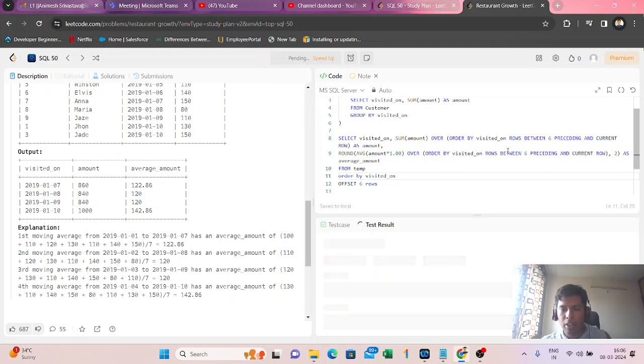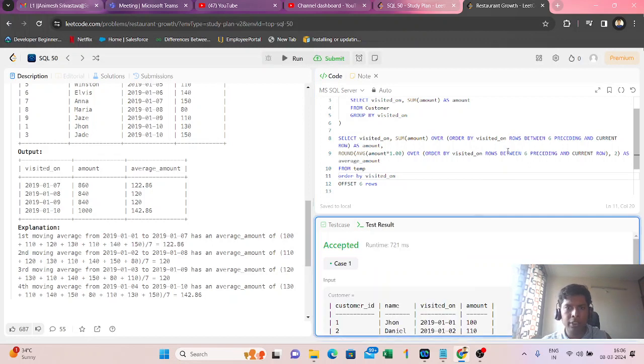And just type in your Google search, SQL preceding and following rows with example, and read a bit of theory on that, and you would be very clear about how this preceding and current row scenario works. So yeah, that is the case, and I hope you understood this question. The only complexity was this: rows between six preceding and current row, and rows between current row.